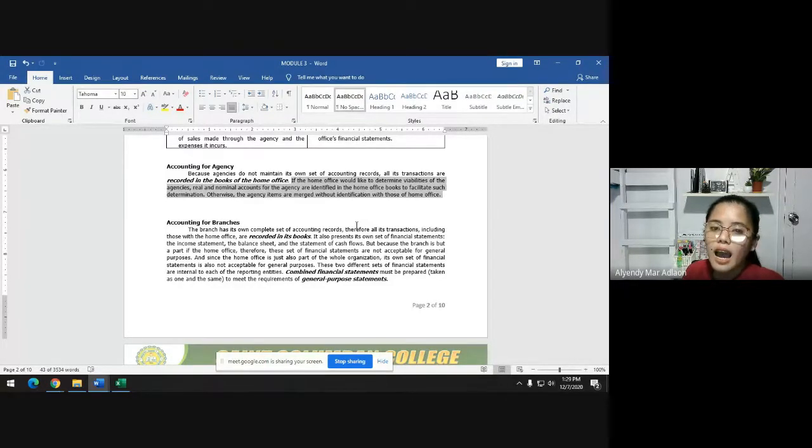So, let's say for example, they paid rent expense. Who will record the journal entry for that? The home office. Now, to differentiate which is for the home office and which is for the agency, whenever the agency pays expenses, they will have to identify it. For example, rent expense dash ABC agency. Okay? So they put a label on it.